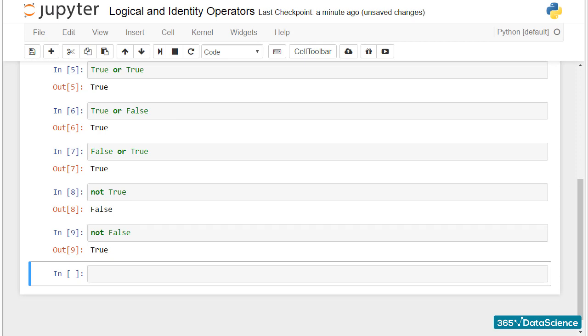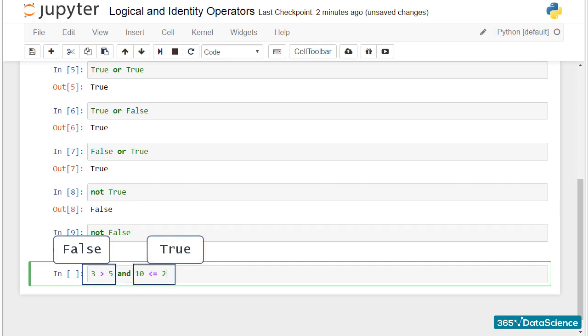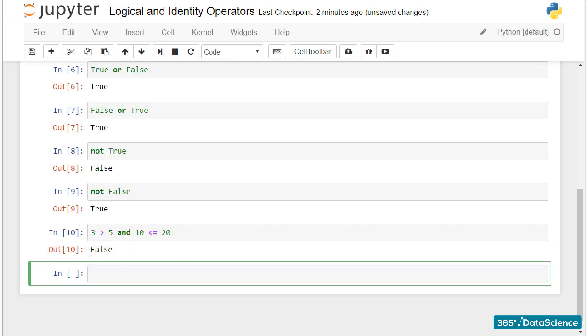The idea is to show you in this cell that the Boolean operators can be applied not only to Boolean values. The statement 3 greater than 5 is false, while 10 less than or equal to 20 is true. False and true entails false. And this is what we obtained. Good.